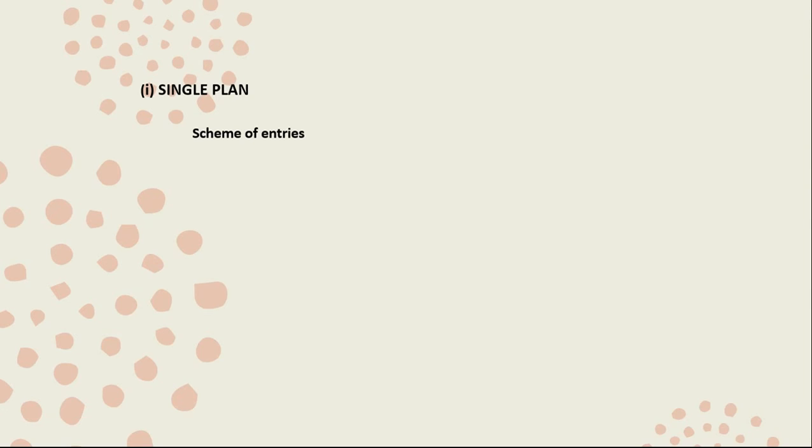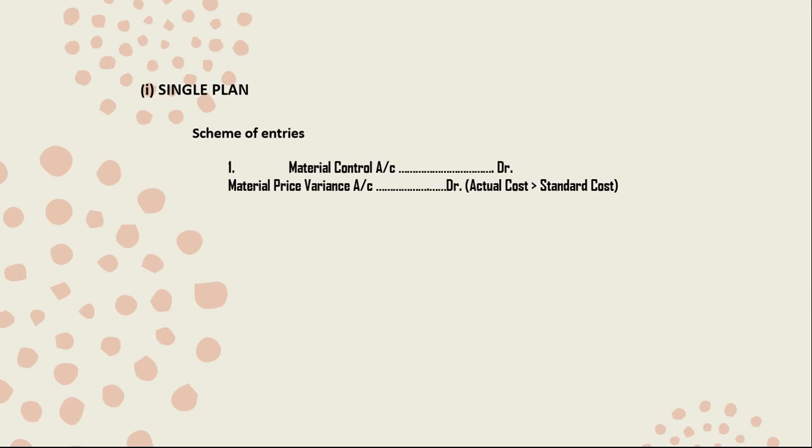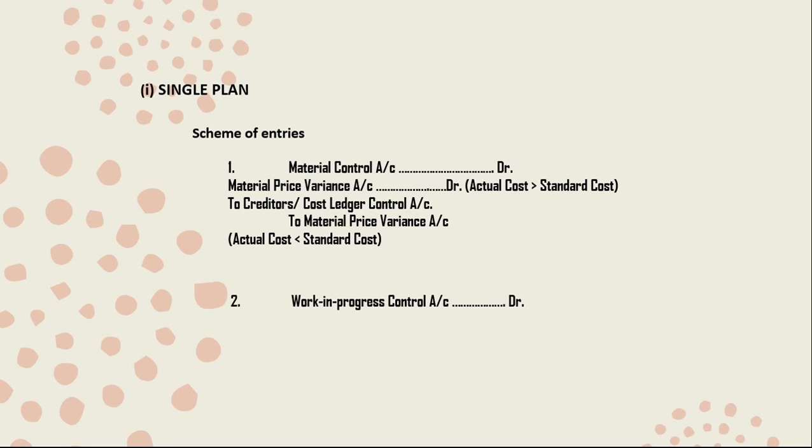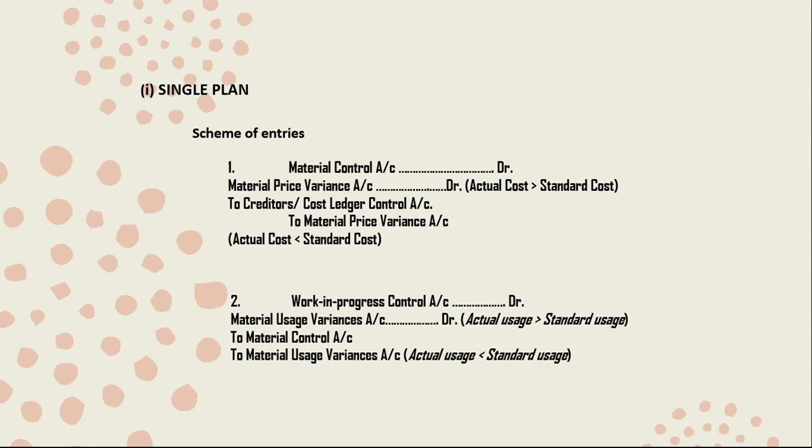Scheme of entries. 1. Material control account, debit. Material price variance account, debit. Actual cost greater than standard cost. To creditors or cost ledger control account. To material price variance account. Actual cost less than standard cost. To work in progress control account, debit. Material usage variances account, debit. Actual usage greater than standard usage. To material control account. To material usage variances account, actual usage less than standard usage.